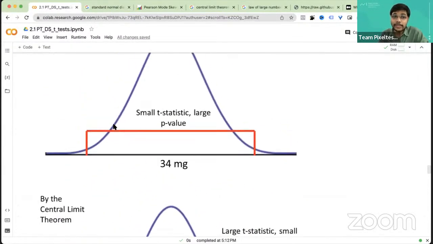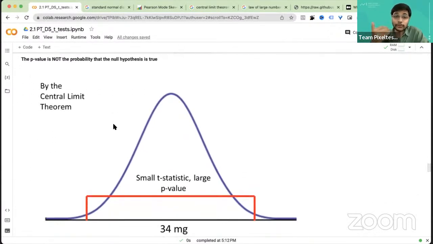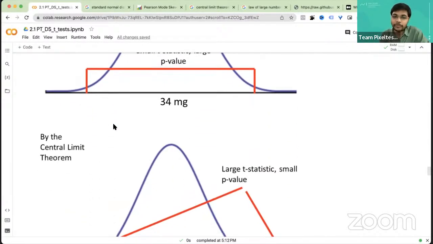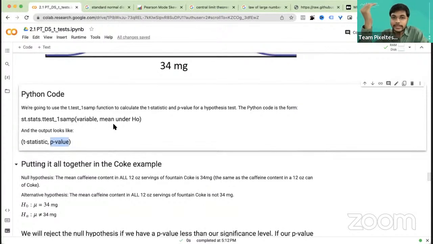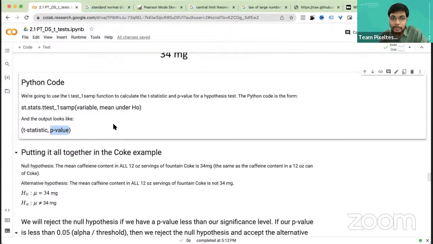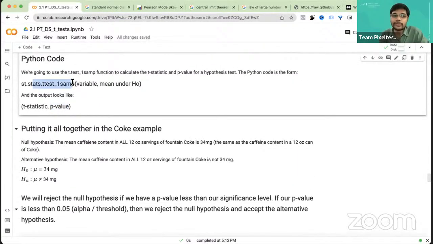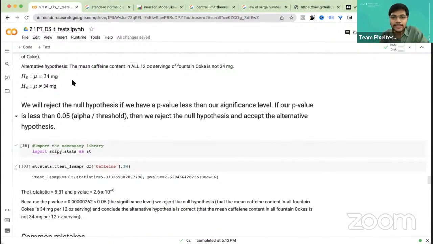So many times, just by seeing the values, it will be difficult for you to tell. Here in this case, maybe you'll be able to say that it is not close to 34 mg. But if you are looking at a larger data set like the population of India, you need something more concrete, like a number, to tell if the null hypothesis is correct or not, right? So whenever the p-value that comes out of this function is less than the significance level, you will reject the null hypothesis. That is as simple as that, right?